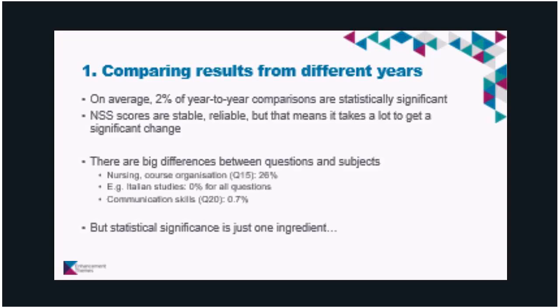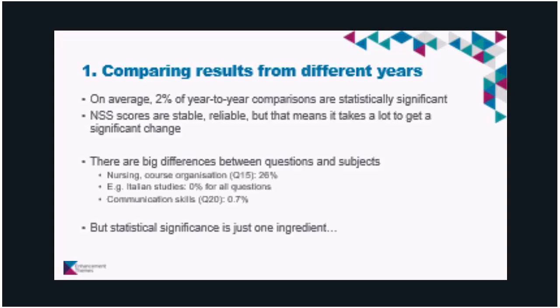Now that is, in a sense, a good thing. It's evidence for the reliability of the survey because the scores are very stable, but it does mean that it takes quite a lot to get a statistically significant change. Now that 2% is an average. There are quite big differences between questions and between subjects.